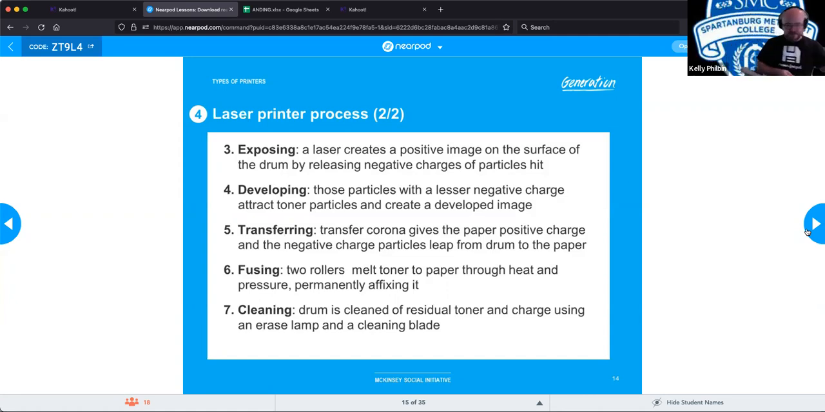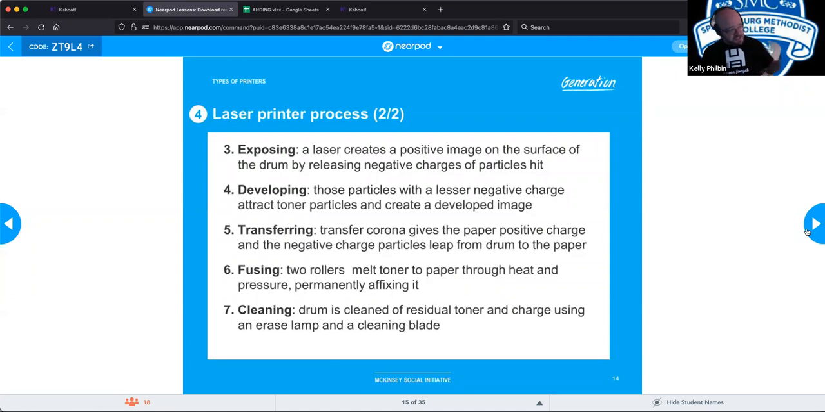So we now have processing, charging, exposing, now developing. It doesn't do us much good to have that toner sitting on the drum. So now we need to transfer that toner to the page. Well, how do we get it to do that?